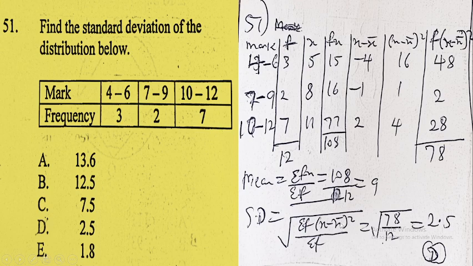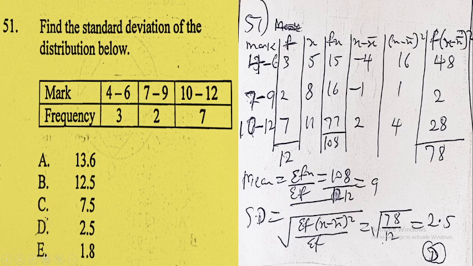From there, having known our mean, we can find x minus x bar. So x minus x bar, that will be x here, which is 5, minus the mean, which is 9. That gives us minus 4. 8 minus 9 gives us minus 1. 11 minus 9 gives us 2. Then you can now find x minus x bar squared. Square whatever we have here, that will give us 16, 1, then 4. Then our f will now multiply x minus x bar squared.